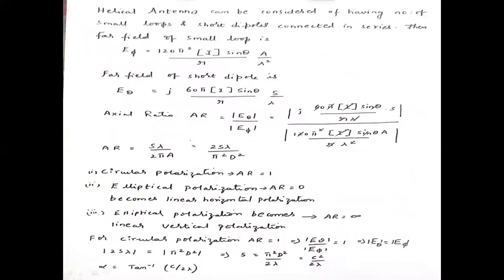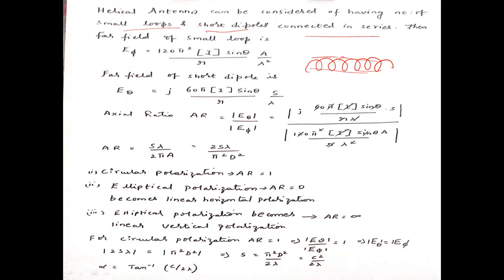So here, just look. A helical antenna can be considered as having a number of small loops and short dipoles. Here you have a number of small loops and short dipoles connected in series. That means in a helical antenna, these are the number of loops and short dipoles.